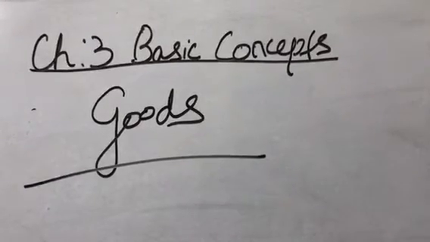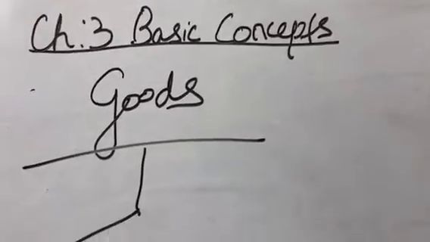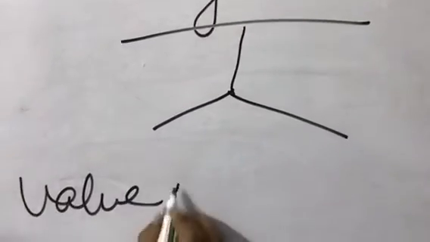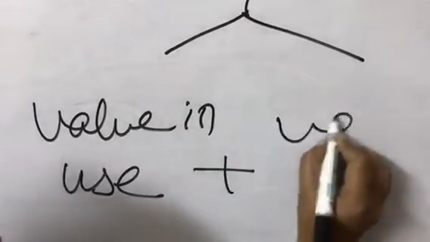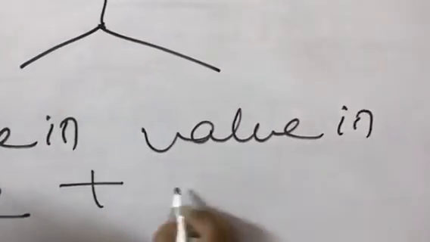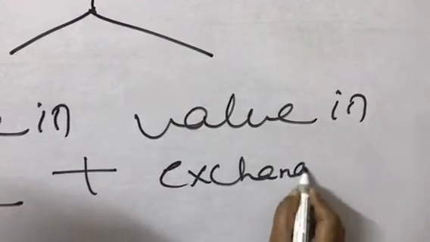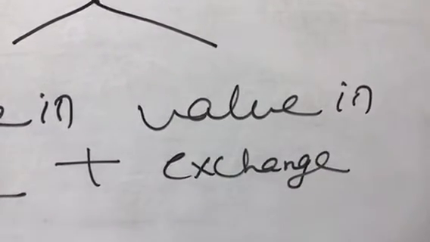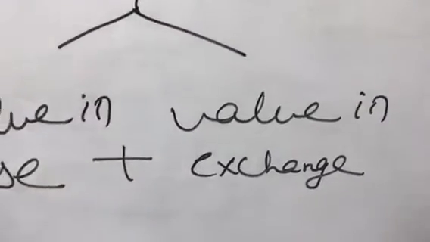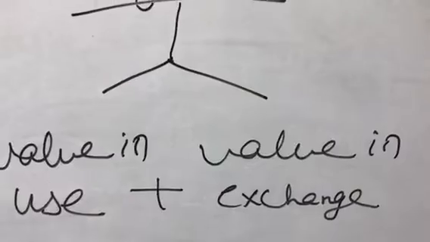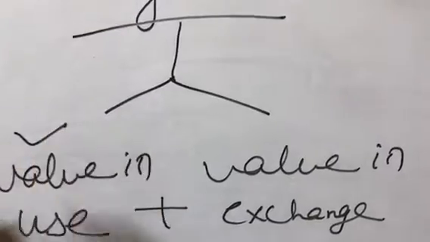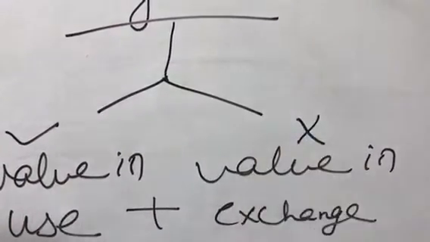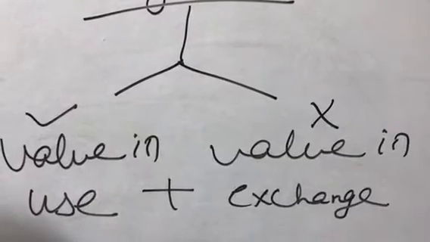On the basis of this, if I am to define the term good, it must have 2 components. What are those 2 components? Anything which has value in use plus value in exchange. It is a must to have the presence of both. If one is absent, it is not to be taken as a good in economics. Take that example again: the natural air was having value in use, but it was not having value in exchange. So that is not to be studied in the subject of economics.